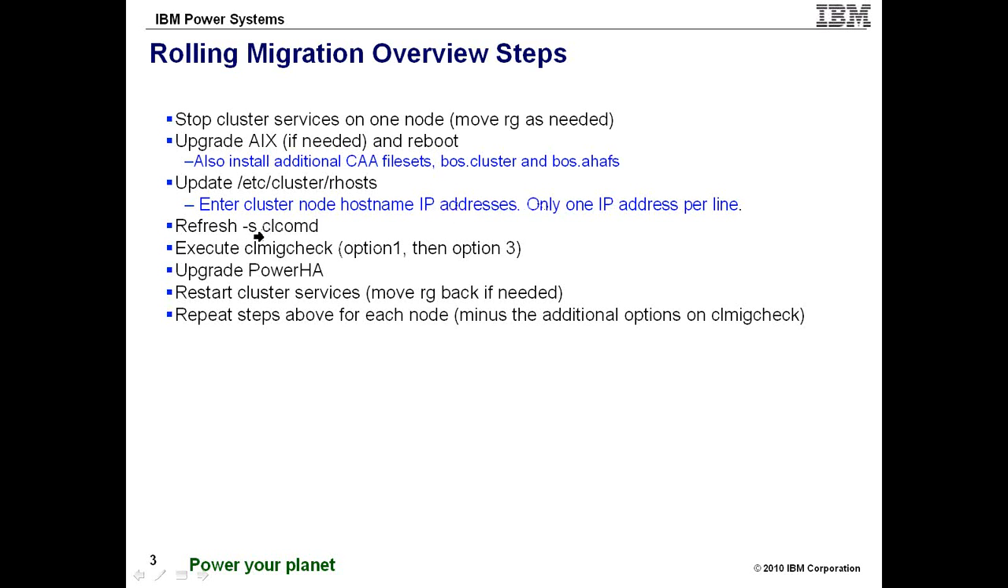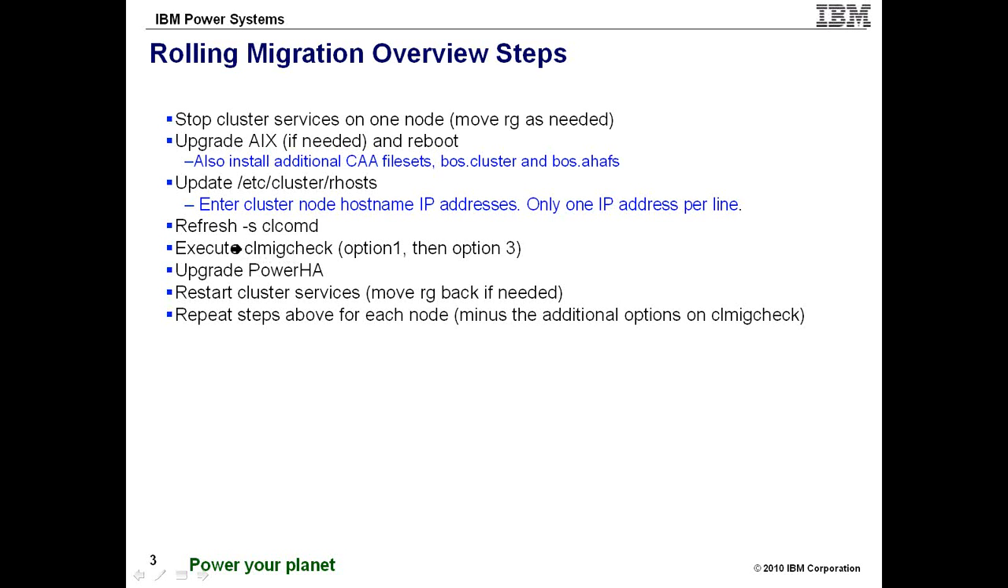After updating that file, you refresh the communications daemon, clcomd. This truly is only clcomd, which is the CAA-specific version of the communications daemon, and not clcomdES that we historically have used with PowerHA and HACMP. After refreshing it, you will execute this new command option, which is specific for upgrading, clmigcheck.